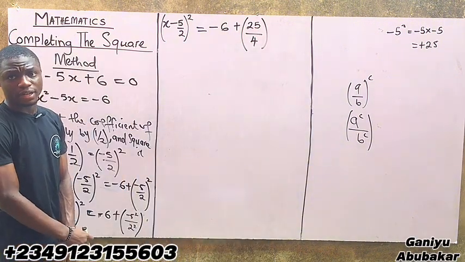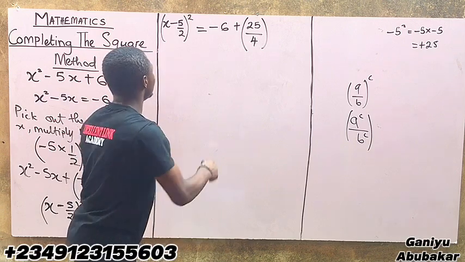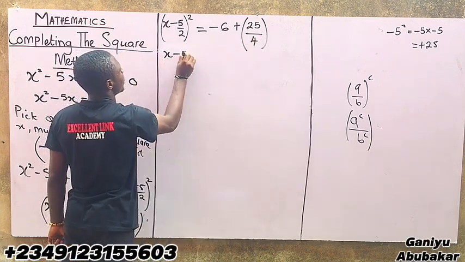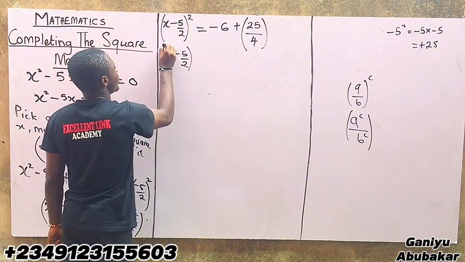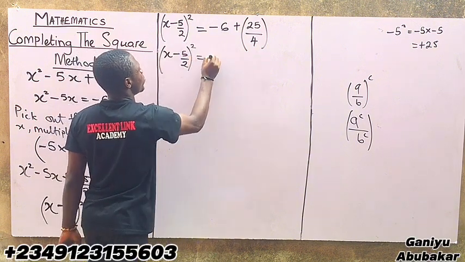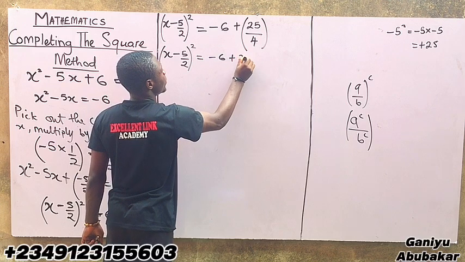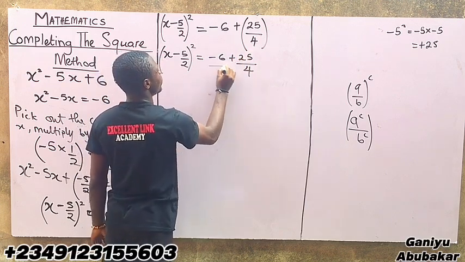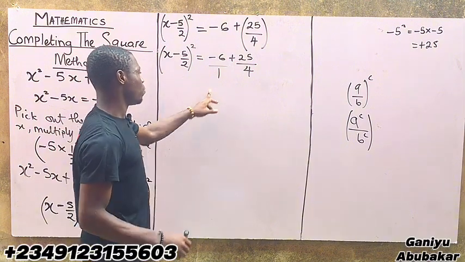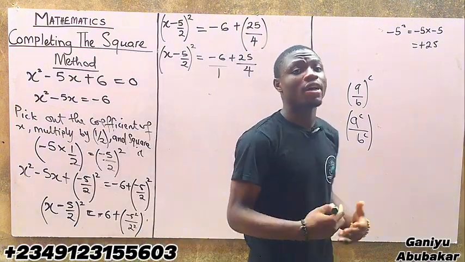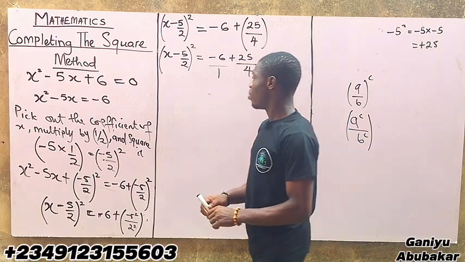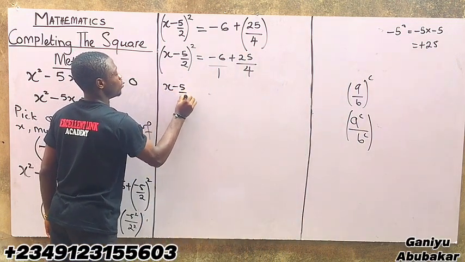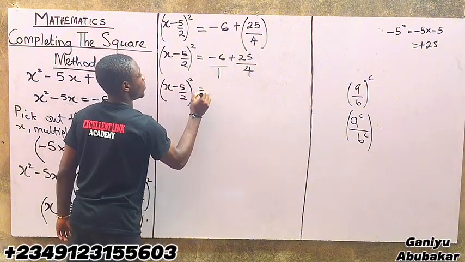Obviously, from here, what's my next task? My next task is to open the bracket here. I'll have (x minus 5 over 2) all squared is equal to minus 6 plus 25 all over 4, right? So there's an invisible 1 here, all over 1. My next task is to look for the LCM of the right hand side. So looking for the LCM, I'll have (x minus 5 over 2) all squared is equal to.